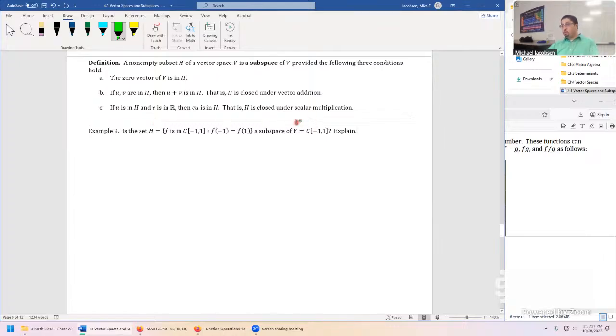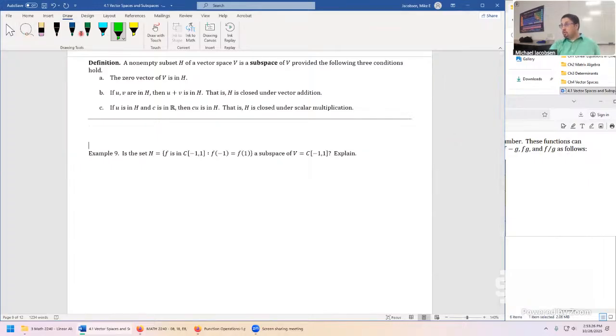The vector space V, if you'd like, you could just write out V. I'll write it out as C -1, 1, is our space of continuous functions. So let's just rewrite this as a reminder. This is the vector space of continuous functions on domain -1 to +1.